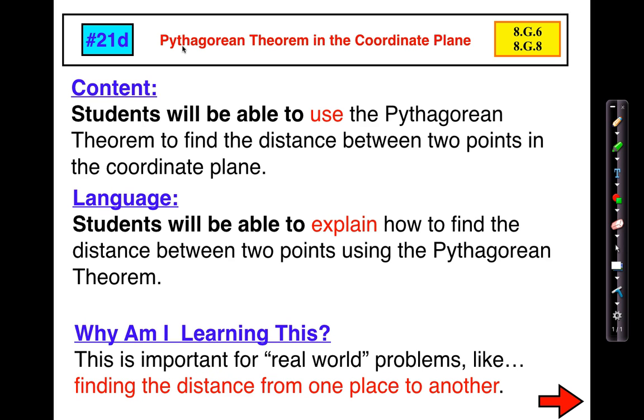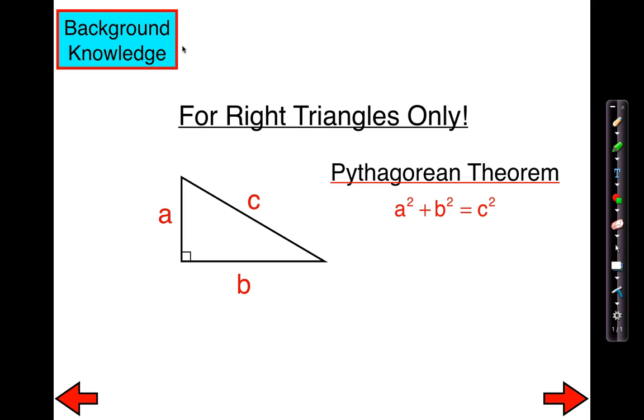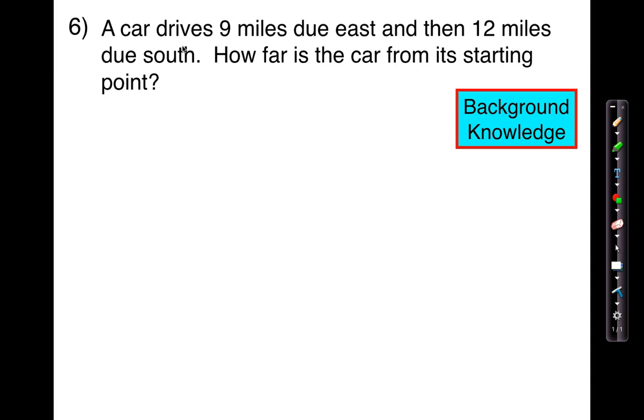And last but not least, why am I learning this? Well, it's important for real-world problems like finding the distance from one place to another. So first we got to go over some background knowledge. It's very important for you to understand that we're only allowed to use the Pythagorean theorem if we have a right triangle. And again, the Pythagorean theorem is simple as a squared plus b squared equals c squared.